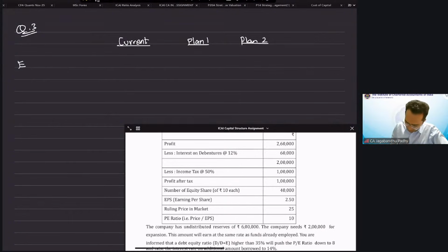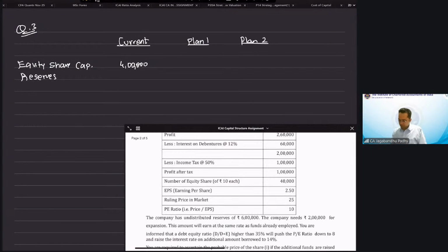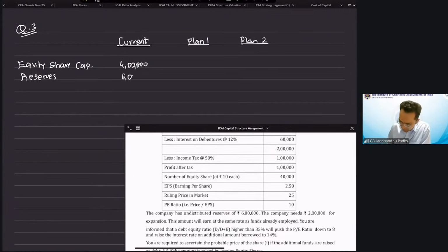Then we have equity share capital. In the current plan, equity share capital is 40,000 shares of rupees 10 each. So equity share capital is 4 lakh, right? Then we have the reserves. Undistributed reserves are given as 6 lakh.